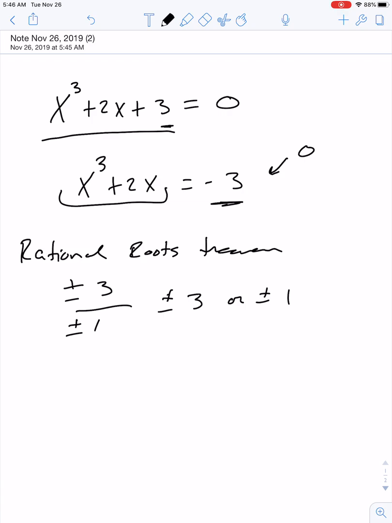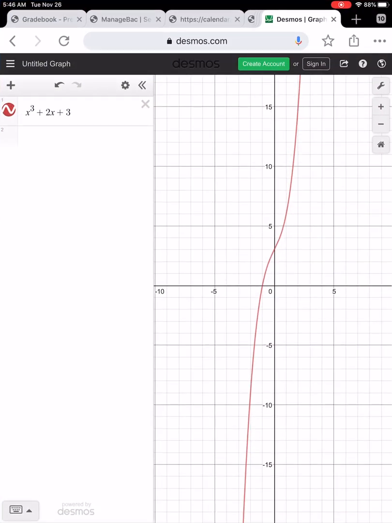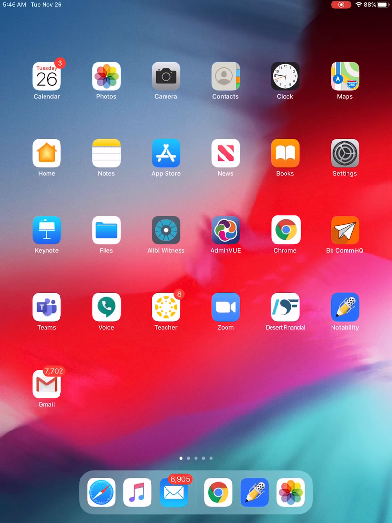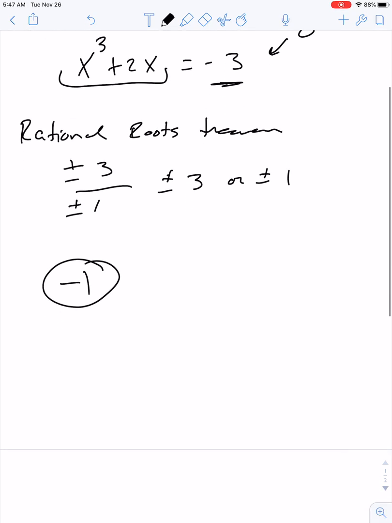So you could try those with synthetic, or you could pull up Desmos and graph it and see that you have an x-intercept at -1, 0. So we know that -1 then is our value of x that we are working with. And on yours, it looks like you used -3. So that's your mistake for number 3.